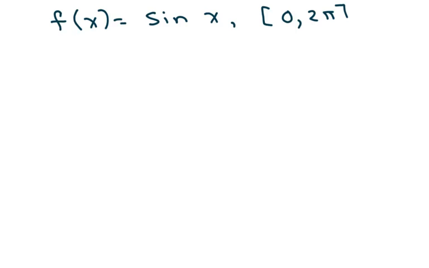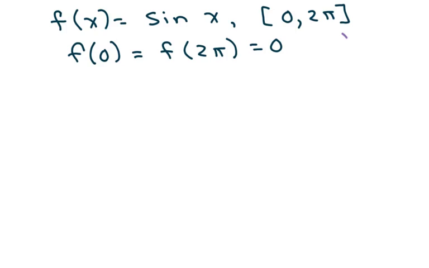They're the trig functions, sine and cosine. So you know what the graphs look like, and you can probably know that it does apply. So we just have to kind of show what it does. When I plug in 0 and I plug in 2 pi, I get 0. Therefore, f is continuous on our closed interval.